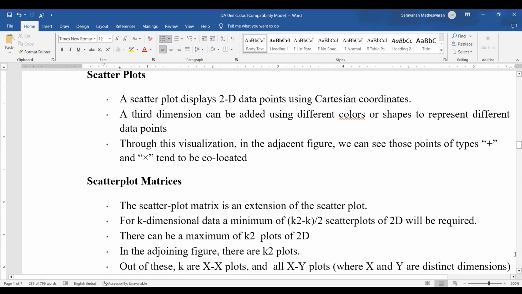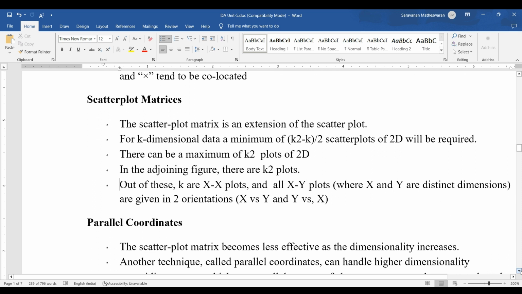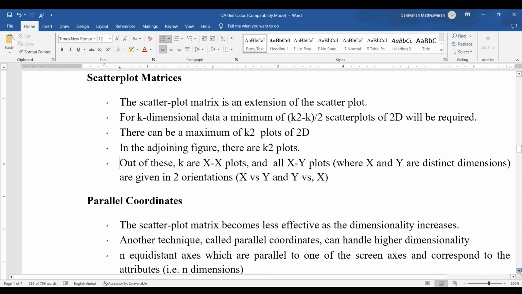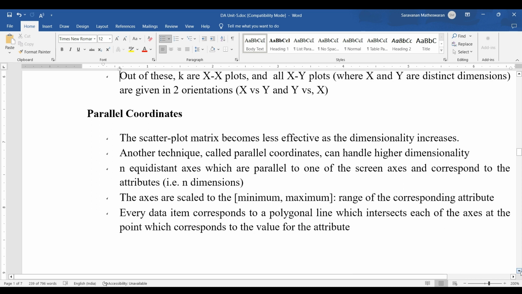Having the k-value dimension, with x and y going to be plotted. Based on the x and y plot, the two varieties become x versus y, and the parallel coordinate will be there. The scatter plot matrix becomes less effective as the dimension increases. Another technique is called the parallel coordinate.